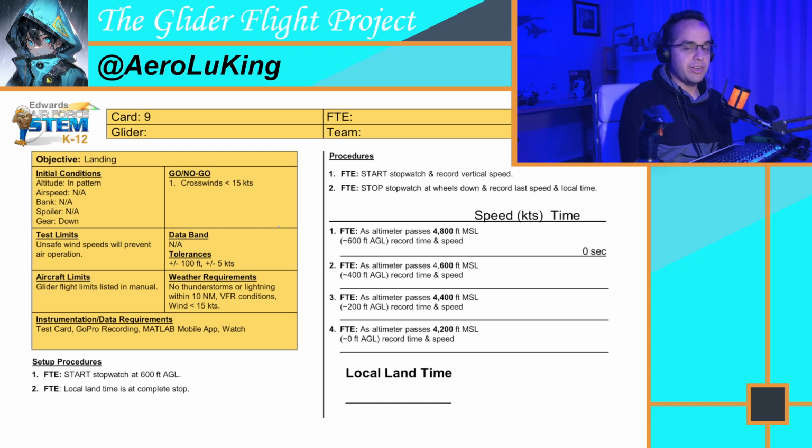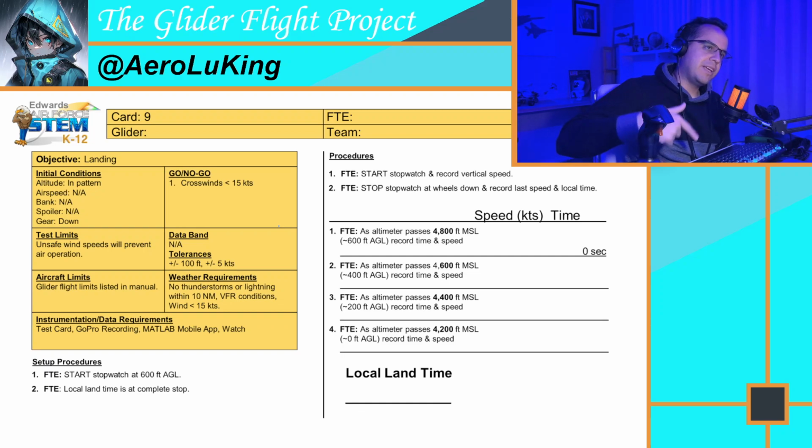Card 9, that'll be your landing card. So on the first card, you're kind of seeing how long does it take for the tow in front of me to get me up to 4,000 feet. Now this one is, how long does it take us to go about 600 feet to touching the ground? And what's the speed as they're coming in? Are they coming in at a steady state? Are we slowing down? Are we speeding up? How long did it take? And what's your local time? So again, this is one of those cards where based on how each pilot flies, you might see a difference here.